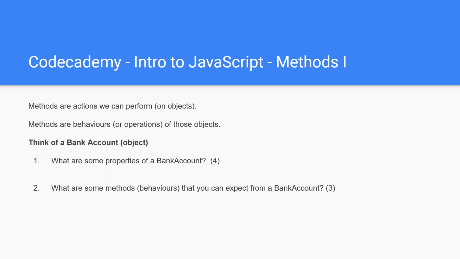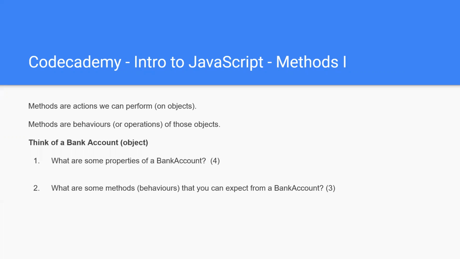In an object, we talked about properties. Properties on an object are its attributes that represent its state. Methods for an object are the actions we can perform on those objects. They're the behaviors or the operations that you can apply to objects.